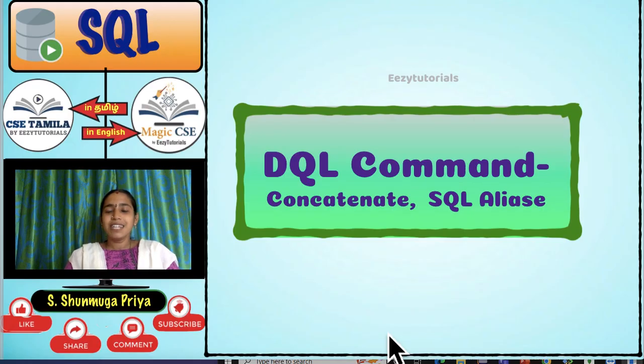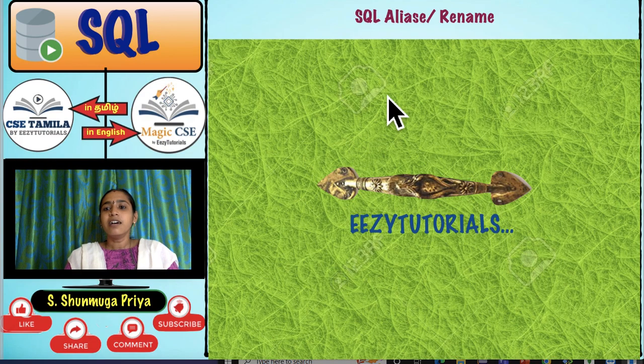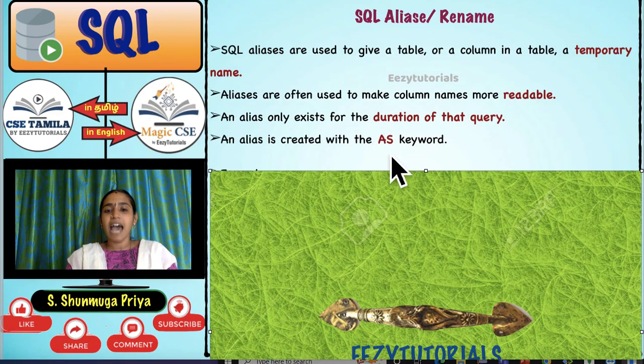We are going to see DQL command, concatenation and SQL Aliases. So we are going to see first SQL Alias or renaming. You can rename the fields of the table, or you can even rename a table. So instead of having the original name, you can have a temporary name, but make sure you keep in your mind that the new name is only temporary if you are using the keyword as.